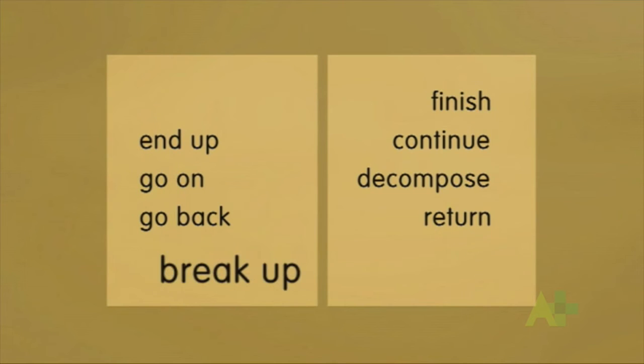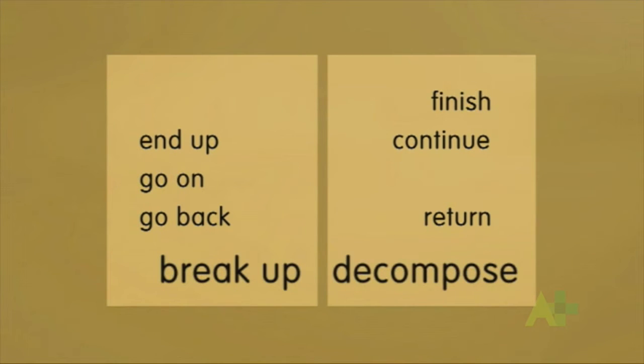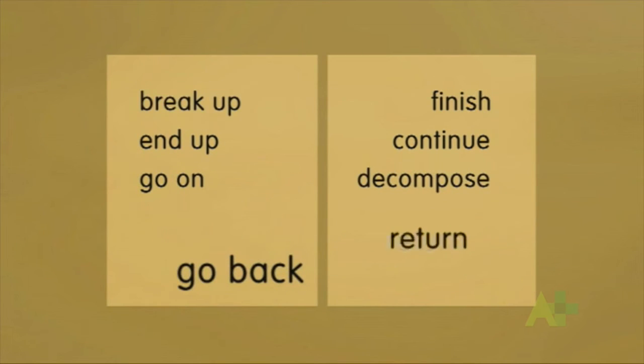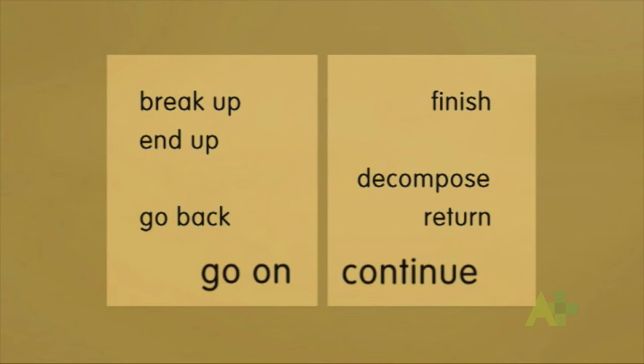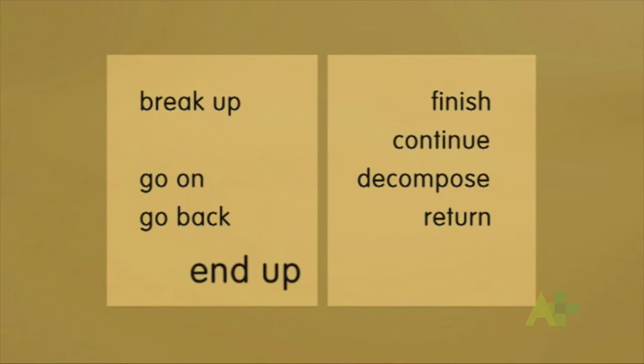Well, break down means to decompose. Go back means to return. Go on means to continue, and end up means to finish. But notice that break up can sometimes mean finish as well. We can break up from school. In formal writing, we would be more likely to use words like continue or return than phrasal verbs, which tend to be less formal.